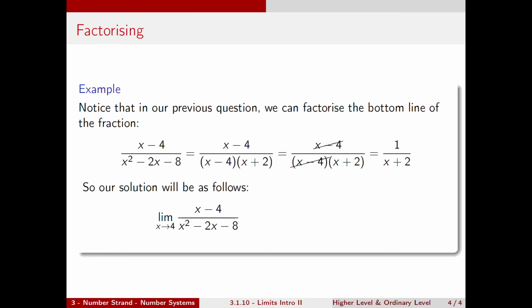So the solution will then be as follows. The limit as x approaches 4 of x minus 4 all over x squared minus 2x minus 8 is actually the same thing as the limit as x approaches 4 of 1 over x plus 2. The reason being, the x minus 4 all over x squared minus 2x minus 8 is actually the same thing as 1 over x plus 2, having factorized the bottom line. Again, using either factorization by eye or alternatively using the minus b formula.